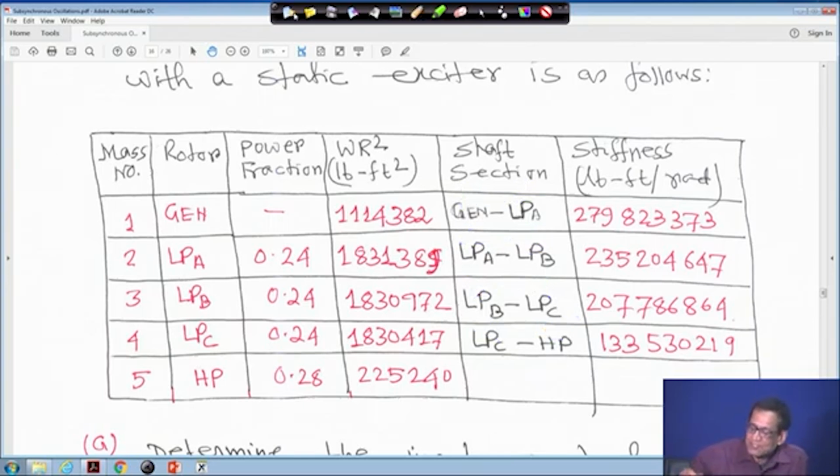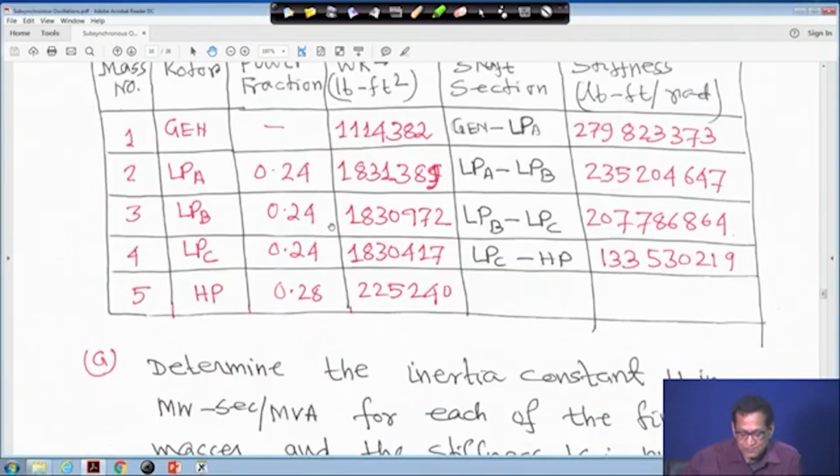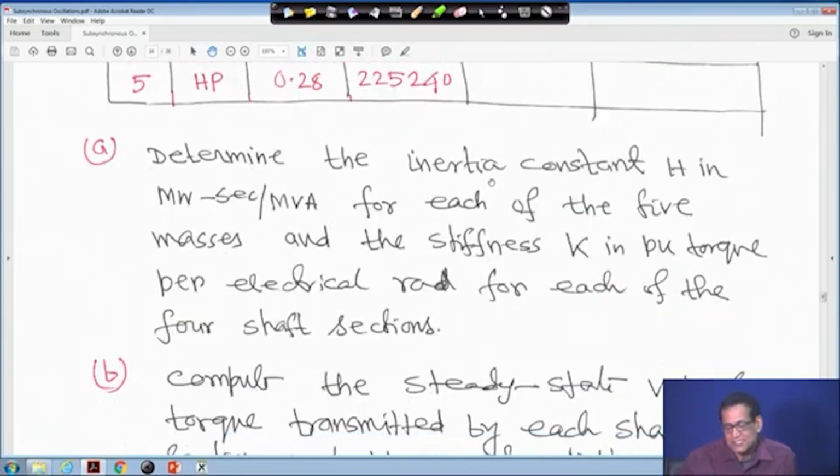And these are the stiffness, that is given in pound feet per radian. These figures are very large, but this stiffness is given in pound feet per radian, and we will convert it to kg meter per radian, and here also we will make it kg meter square. So, you have to determine the inertia constant H in megawatt second per MVA, that is in second, for each of the 5 masses, and the stiffness K in per unit torque per electrical radian for each of the 4 shaft sections.